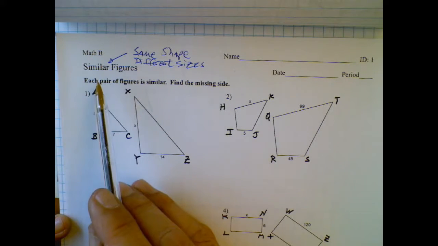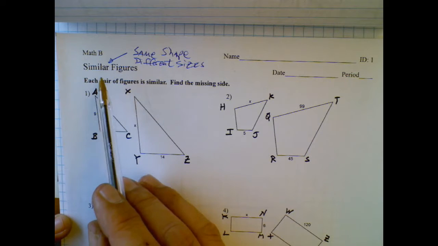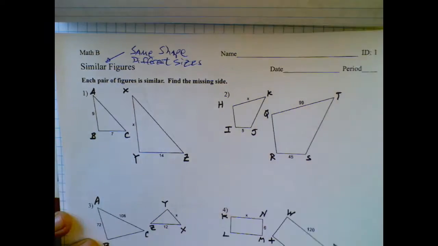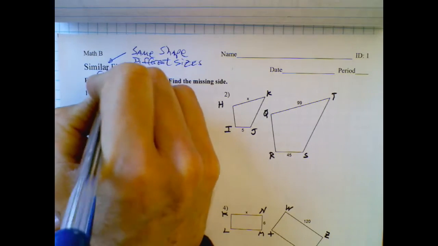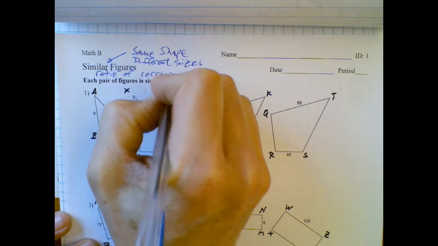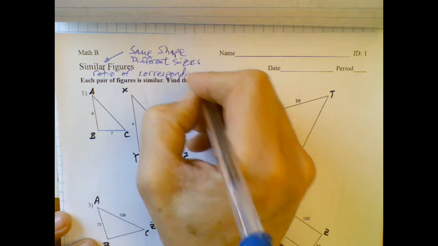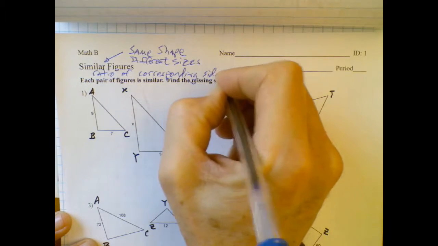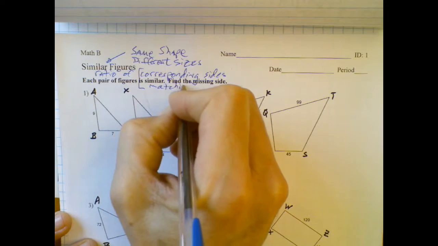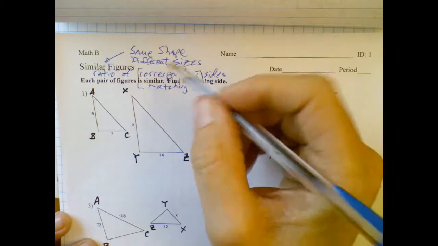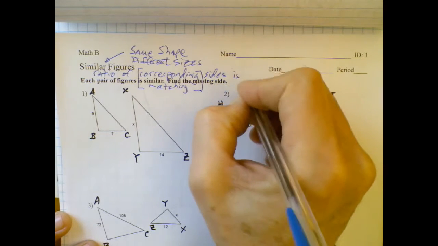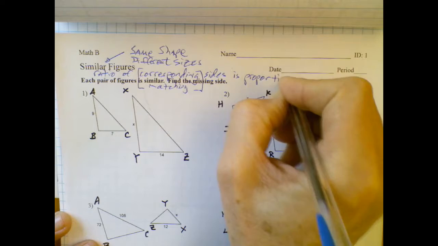And it turns out that figures that are similar, the ratio of corresponding sides are proportional. So let me write that down. The ratio of corresponding, that means kind of matching sides. We'll do that here by example. Of corresponding sides, by corresponding I mean matching. The ratio of corresponding sides, that is of matching sides, is proportional. So let's see how that looks.